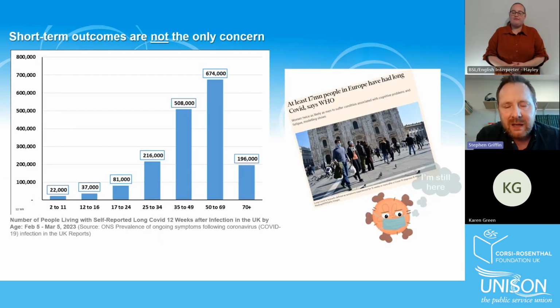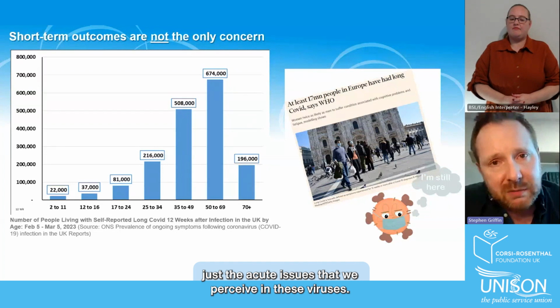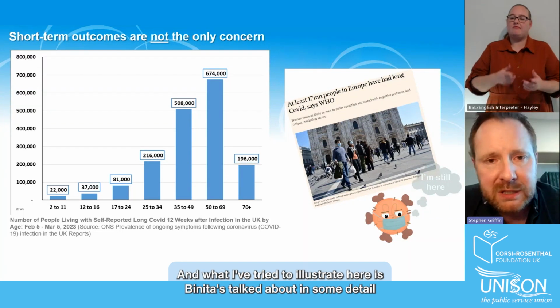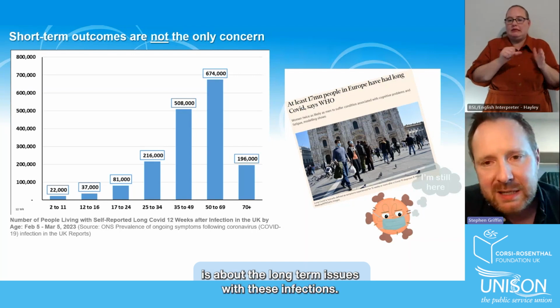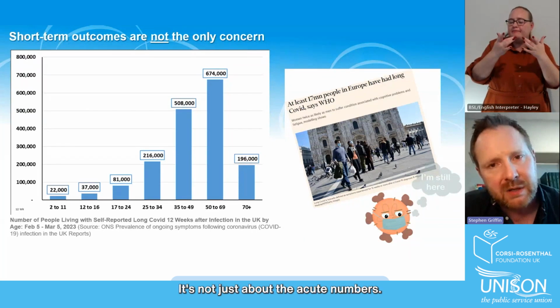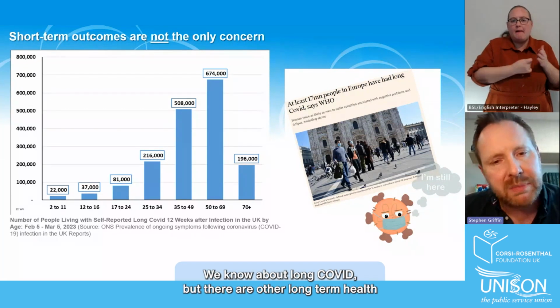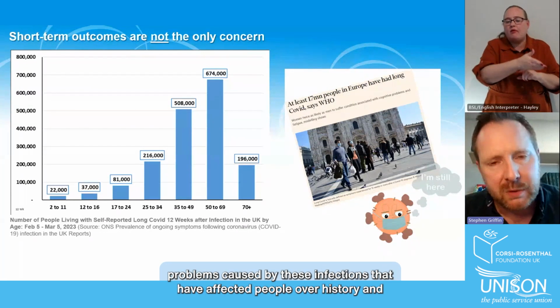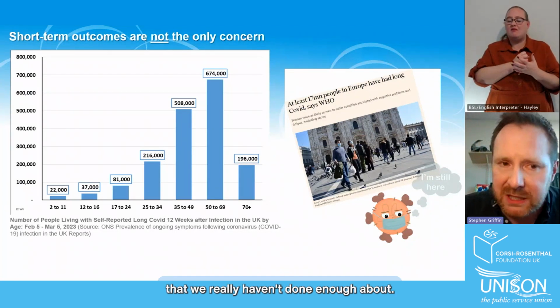Okay. But that graph really reflects just the acute issues that we perceive in these viruses. And what I've tried to illustrate here, as Benita's talked about in some detail with great personal experience, is about the long-term issues with these infections. It's not just about the acute numbers. It's not just about kids going to hospital. We know about long COVID, but there are other long-term health problems caused by these infections that have affected people over history and that we really haven't done enough about.